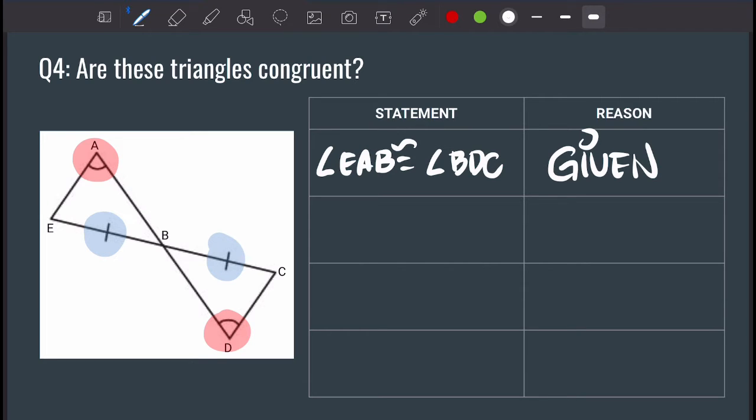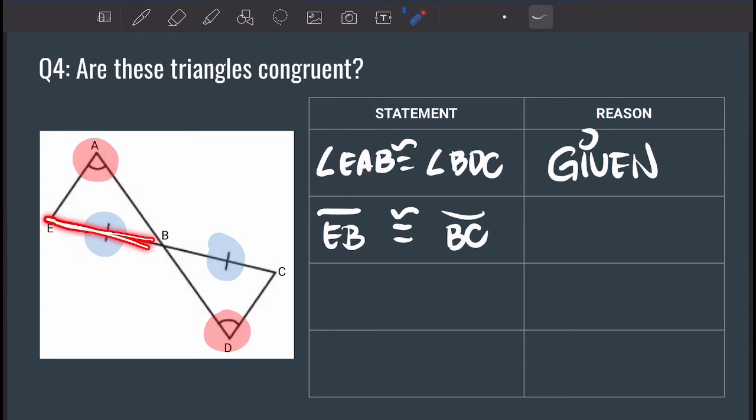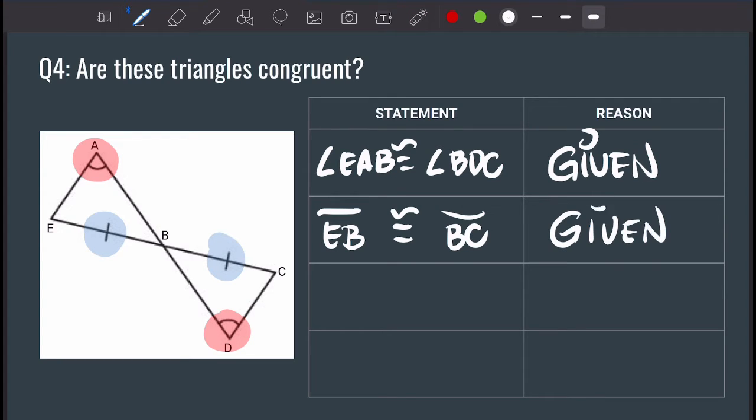Next, line EB is congruent to line BC. Why? Because there is one stroke, so that means they are congruent. And the reason is, again, it's given. Now, we're missing something because remember, the angle theorems: side angle side, side side side, angle side angle, angle angle side, RHS.